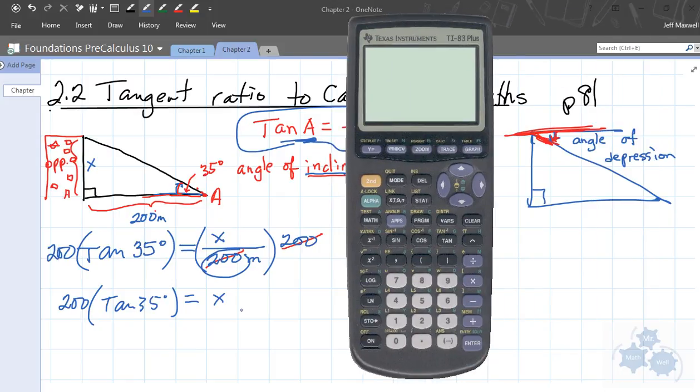This is no problem if you have a calculator. If you don't have a calculator, it'll take you a little bit longer.